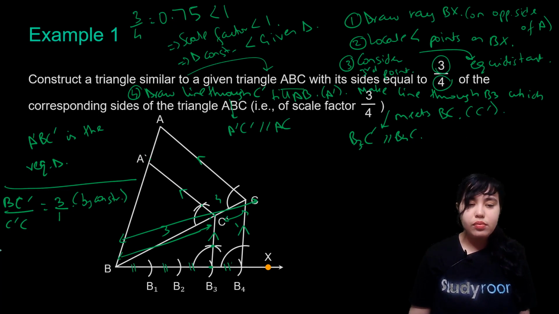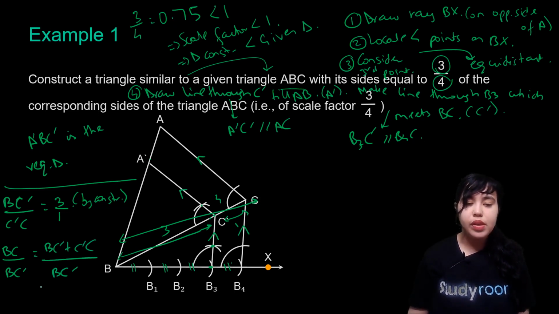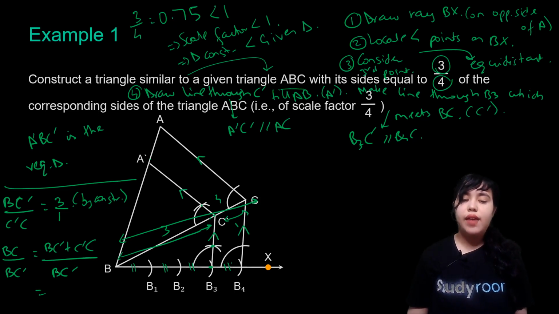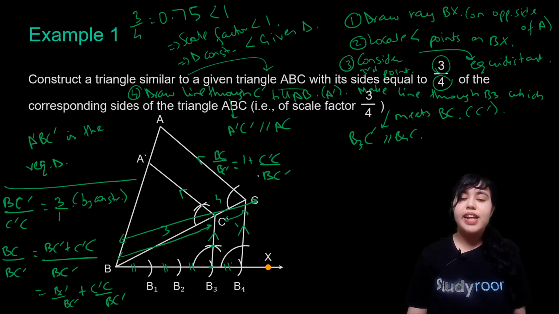Further, I can say that BC upon BC dash, where the entire length BC is BC dash plus C dash C. So BC upon BC dash is BC dash plus C dash C upon BC dash. This will become 1 plus C dash C upon BC dash. My C dash C upon BC dash by construction was 3 by 1.